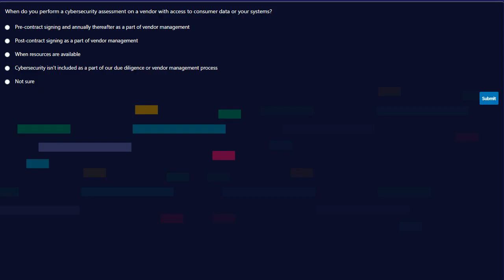Our second poll question of the day is, when do you perform a cybersecurity assessment on a vendor with access to consumer data or your systems? Pre-contract signing and annually thereafter as part of vendor management. Post-contract signing as a part of vendor management. When resources are available. Cybersecurity is not included as part of our due diligence or vendor management process. Or you're not sure.